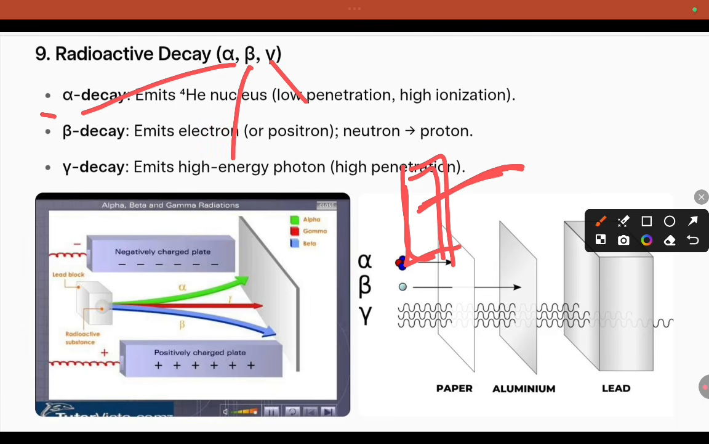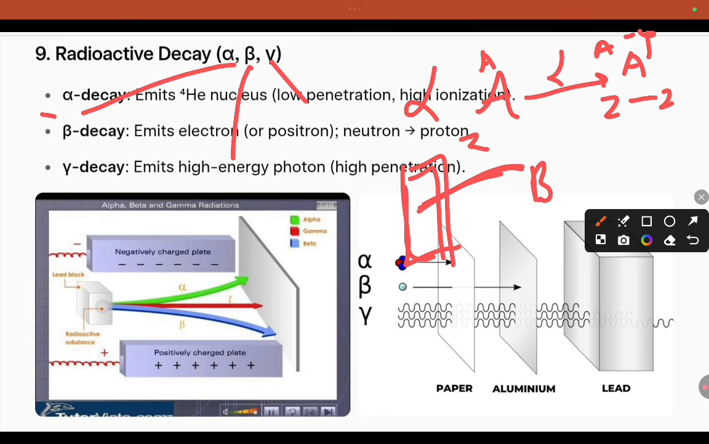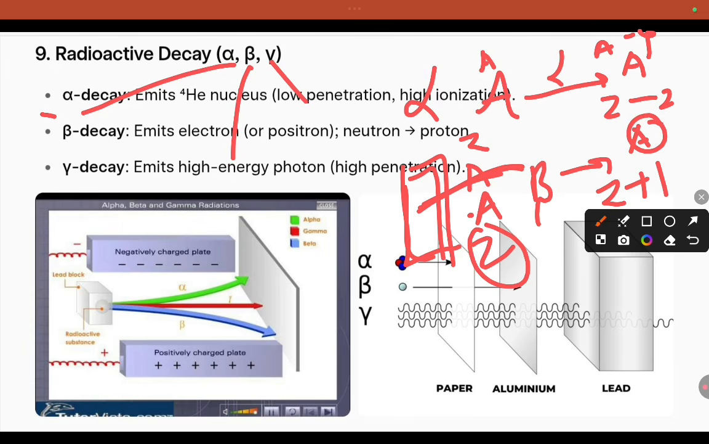In alpha decay, when you take for example a sample element having atomic number Z and mass number A, its atomic number is reduced by 2 and mass number is reduced by 4. Similarly in beta decay, if you take Z and A, the mass number remains as it is, but the atomic number is increased by 1. In gamma, there is no change in atomic number and no change in mass number.